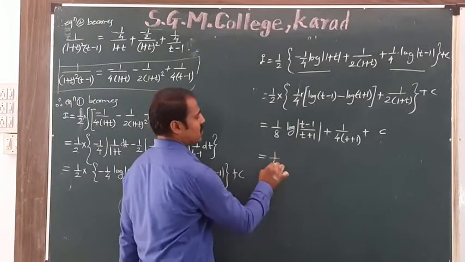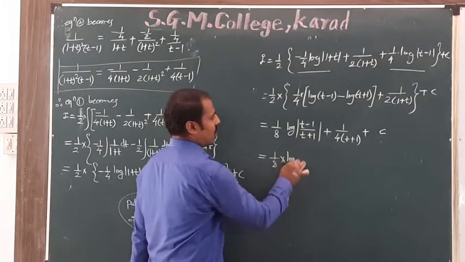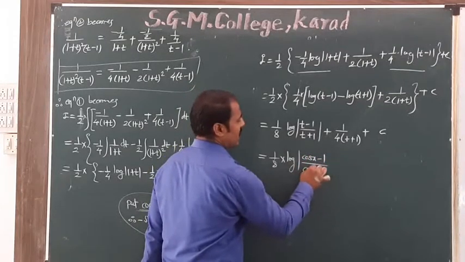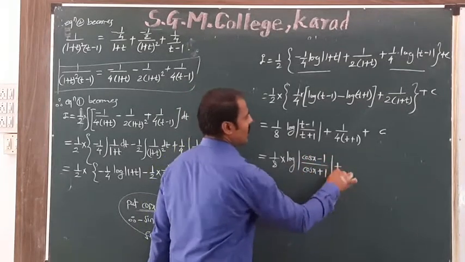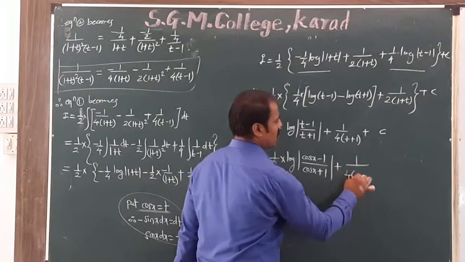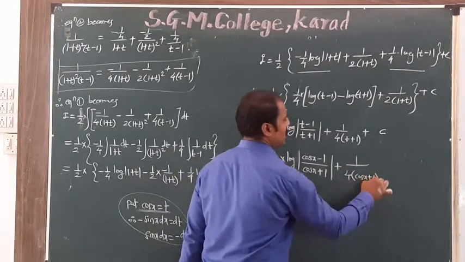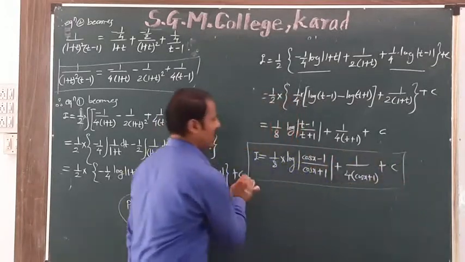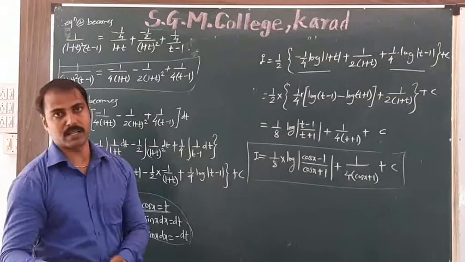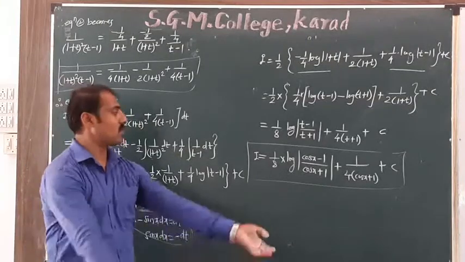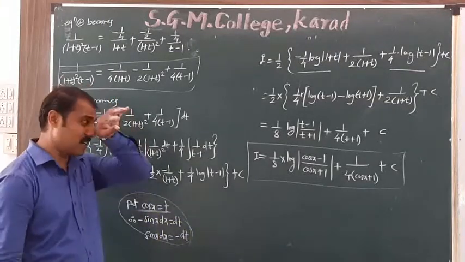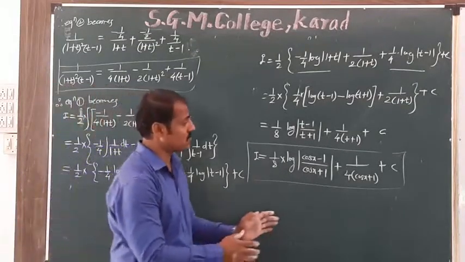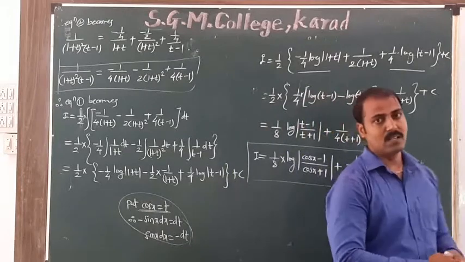So the answer is 1 upon 8 into log of mod of cos x minus 1 divided by cos x plus 1, plus 1 upon 4 into cos x plus 1, plus constant of integration c. Here is the final answer of the given integration. It's 1 upon 8 into log of mod of cos x minus 1 divided by cos x plus 1, plus 1 upon 4 into cos x plus 1, plus constant of integration c.